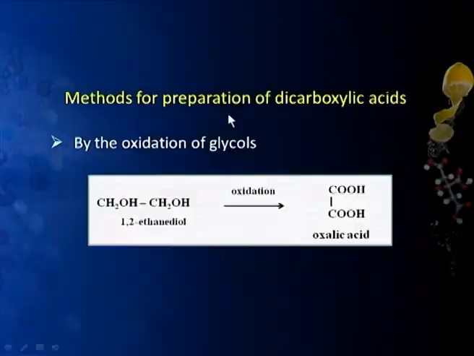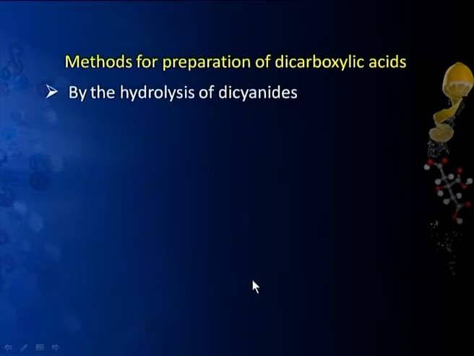Now, let us talk about the methods by which these dicarboxylic acids can be obtained. Very simply, they can be obtained by the oxidation of glycols. Glycols, we know, are the compounds which have 2 hydroxyl groups in them. If both the hydroxyl groups are present as primary alcohols, then they can be oxidized very easily into carboxyl groups, such as ethane-1,2-diol, which can be oxidized into oxalic acid on treatment with potassium dichromate or potassium permanganate.